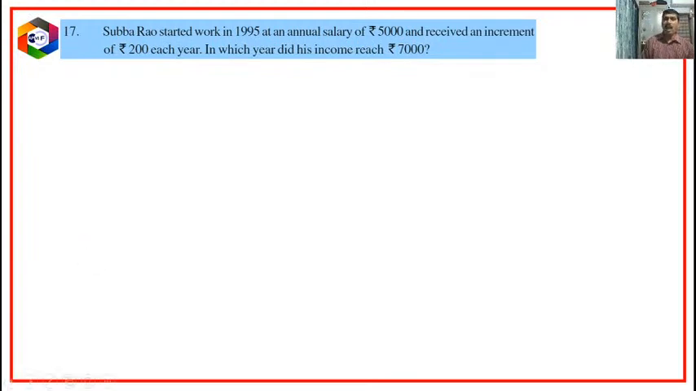That is okay. After 1995, after how many years does it reach 7,000? Sorry, so it has reached 7,000. Then based on that we can calculate the year. Okay, children. Yes. Let us observe here.